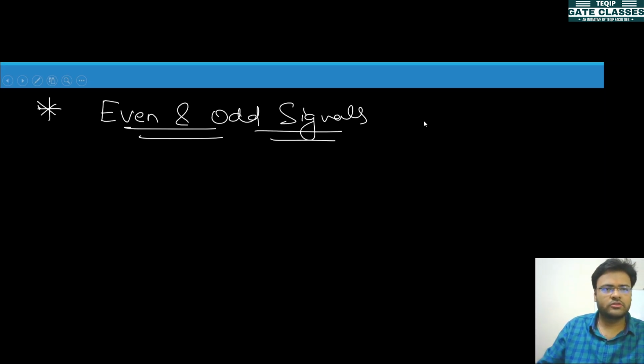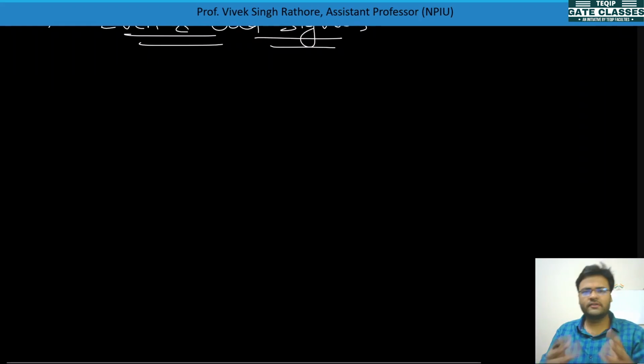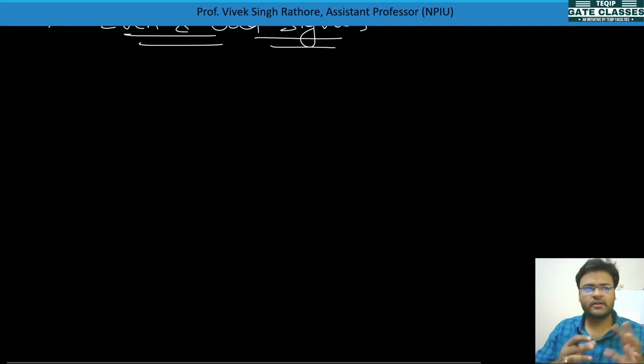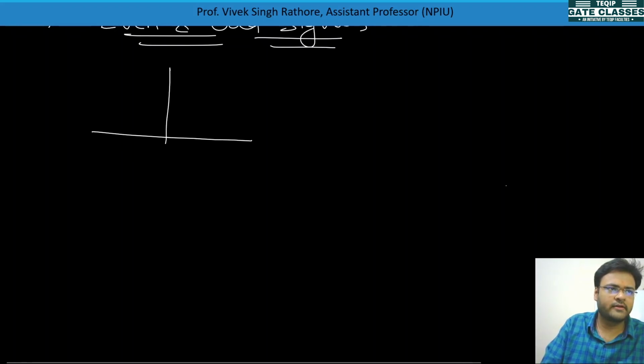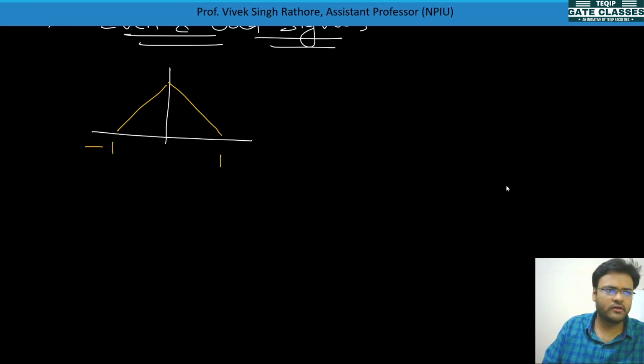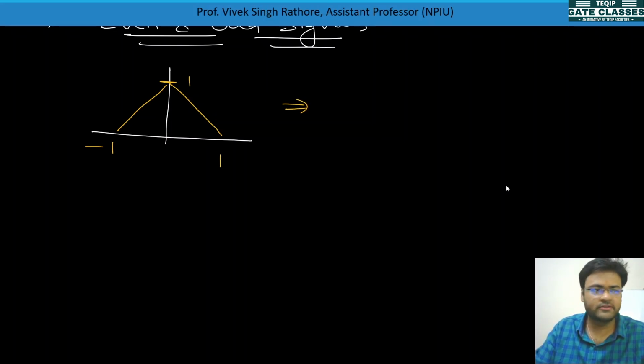From childhood we have studied what are even numbers and what are odd numbers, but here we are studying what are even signals and what are odd signals. There is a criterion for detecting whether a signal is even or odd. Take this signal, and let's suppose it ranges from -1 to 1 and the magnitude is 1. We are asked whether it is an even signal or an odd signal.